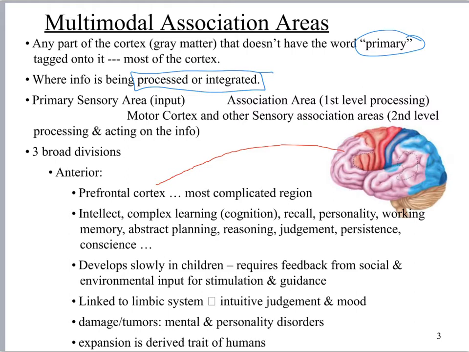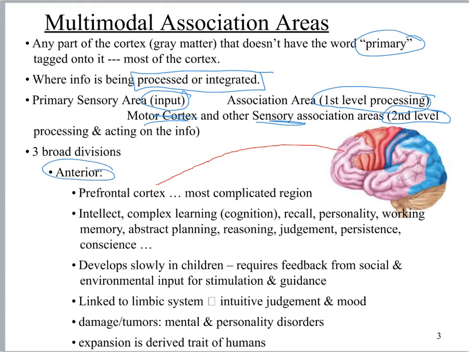So for example, your primary sensory area is going to take the input. The association area next to it is going to be first level processing. Then it's going to send information both to the motor cortex, so that it can decide if it wants to move something, and to the other sensory association areas for second level processing, so that you can do other things with that information. We're going to divide these multimodal association areas into three basic broad divisions.